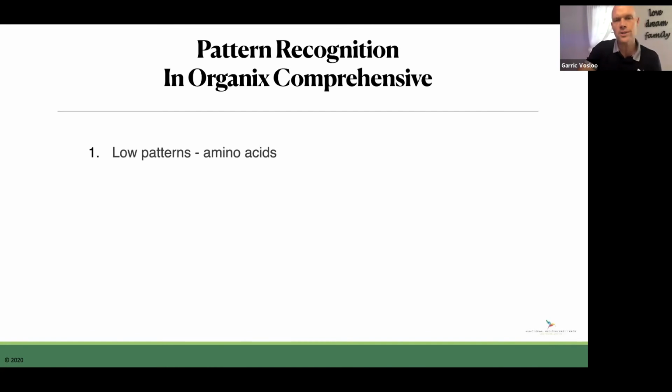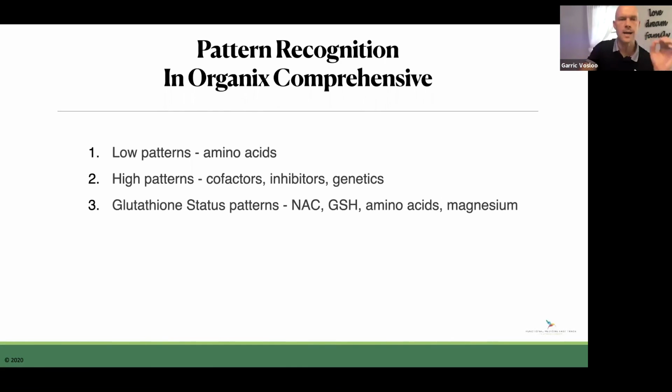When you are seeing low patterns, think in your head amino acids, substrates. What is the root cause of those amino acids being low? You more than likely need to go back down to the gut and see what is happening there. When we have high patterns, we're going to be thinking of depleted cofactors, possible inhibitors like heavy metals, medications, or genetic SNPs within each of those enzymes. So those are the key thinking points with the high patterns.